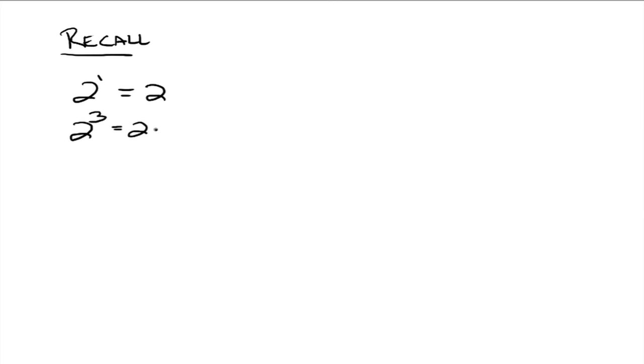All right, this video is on multiplying two exponential expressions that have the same base, also known as the product rule for exponents. But before we get to that, let's recall 2 to the first power. That really just means 2, right? But if you had something like 2 to the third power, also known as 2 cubed, that means 2 times 2 times 2, which is 4 times 2, which is 8. So 2 to the third is a fancy way of writing the number 8.